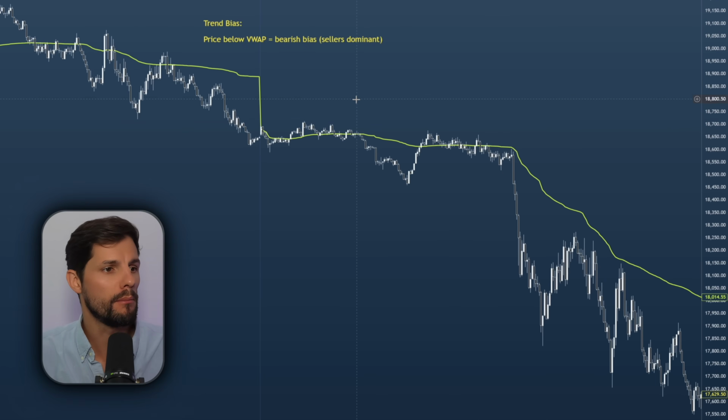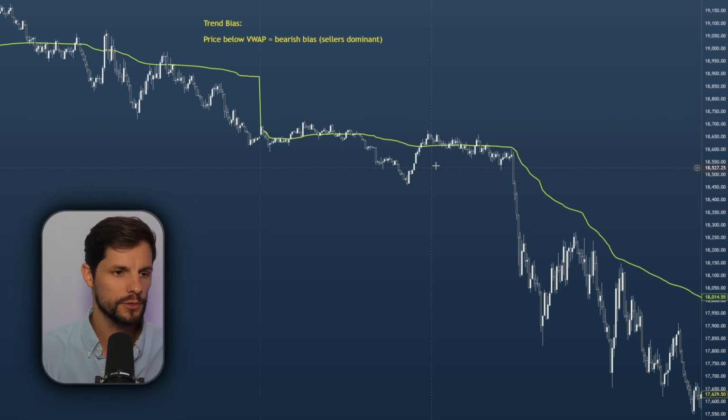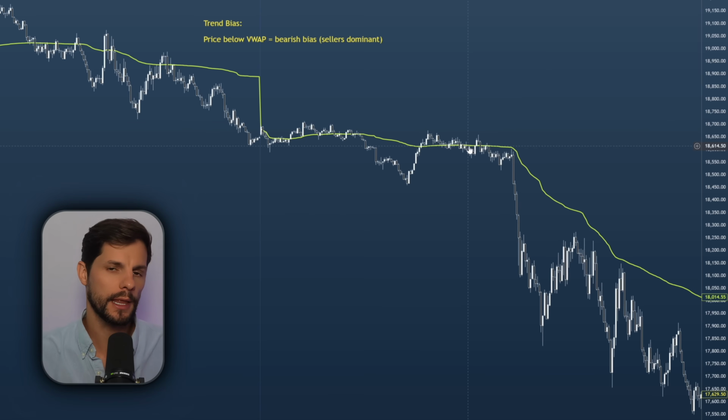So here we have a more bearish scenario with all the sellers being more dominant. You can see price making lower lows, lower highs, lower lows, lower highs, and each and every time coming back to VWAP, rejecting. The next day, we see the same thing, making lower lows and lower highs, and just unable to claim that VWAP.